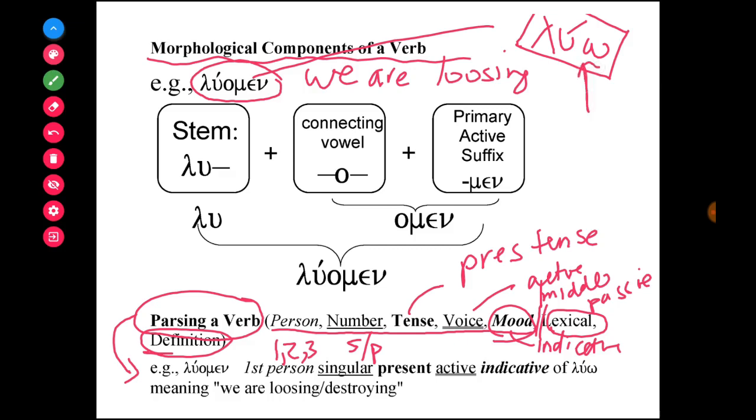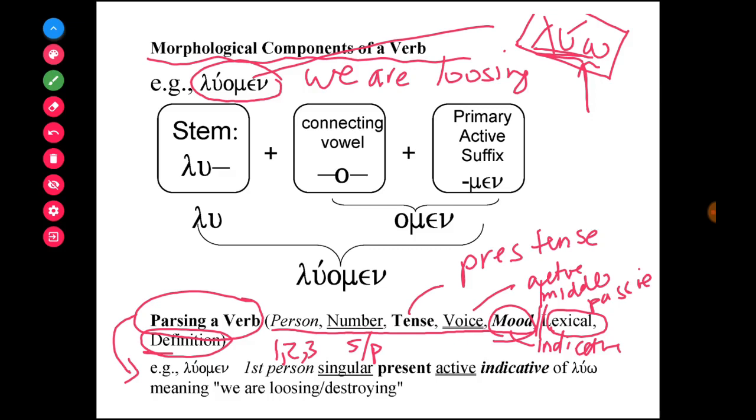Luo is not a commonly used word in the New Testament, but it's such a regular verb that whenever we introduce a new tense or form of the verb, we're going to use luo as our paradigmatic verb or example for how the form is used.